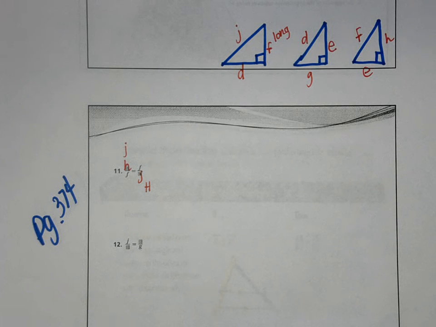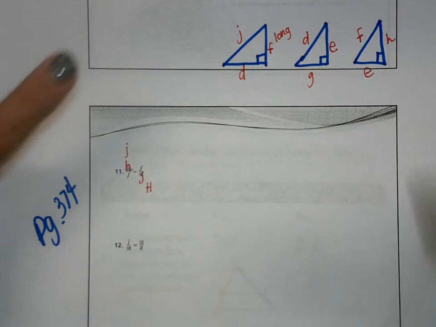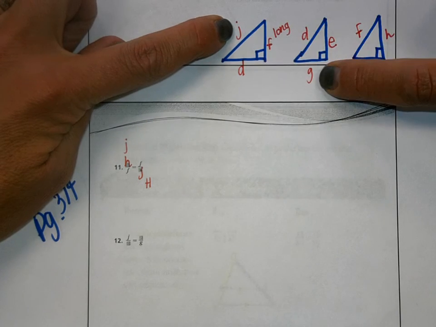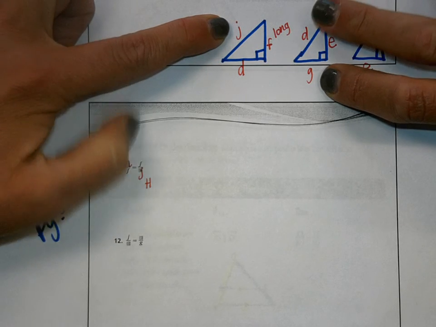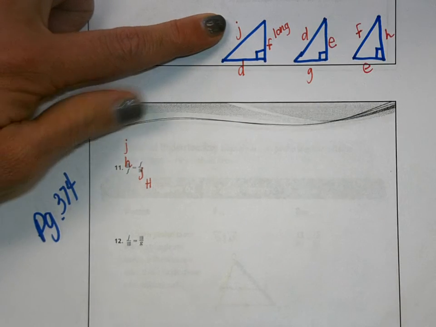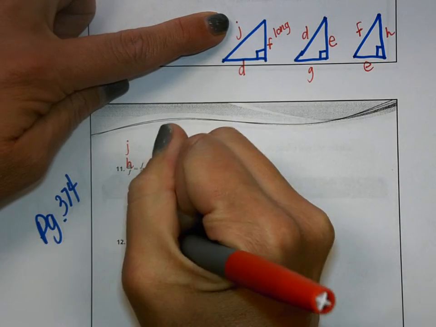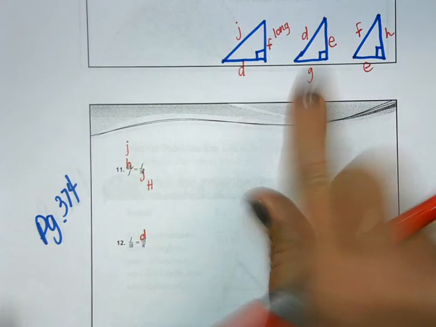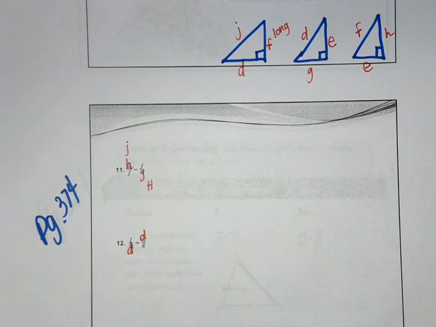All right, last one, number 12. So you're looking where one triangle has a J and one triangle has a G. So which two triangles are we looking at? The first two, good. So this one has a J and this one has the G. So what's going to go on top across from the J? D. And then what's going to go on the bottom across from the G? D. So both of those should have been D. All right, questions?